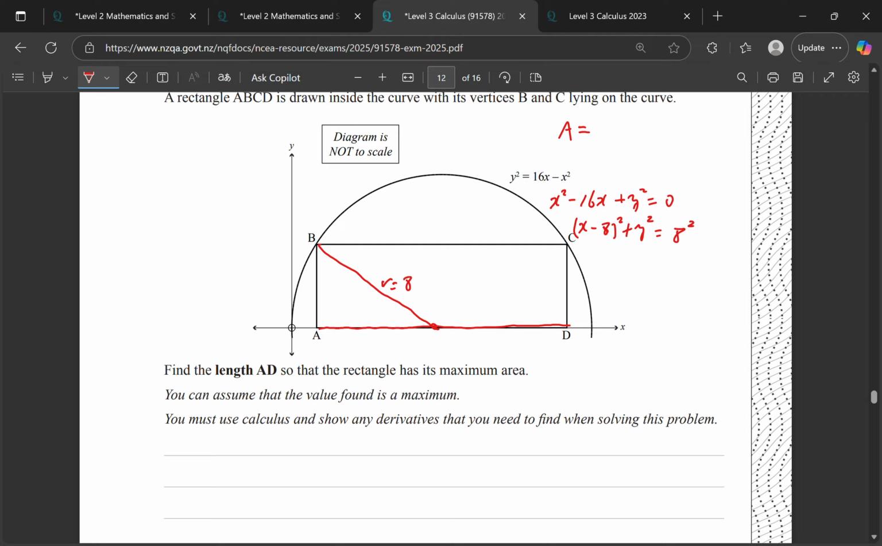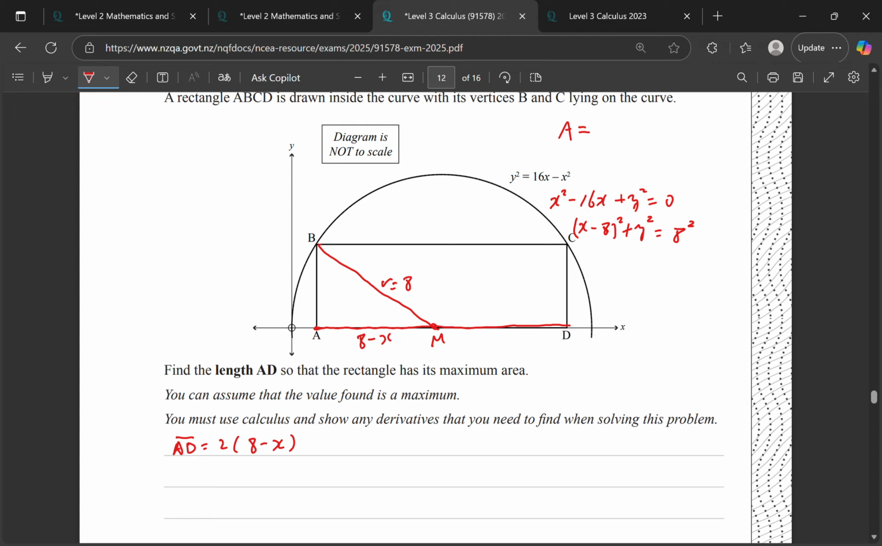Say this is the center, M. AM must be 8 minus x, where this is x. So according to this, AD is 2 times 8 minus x.